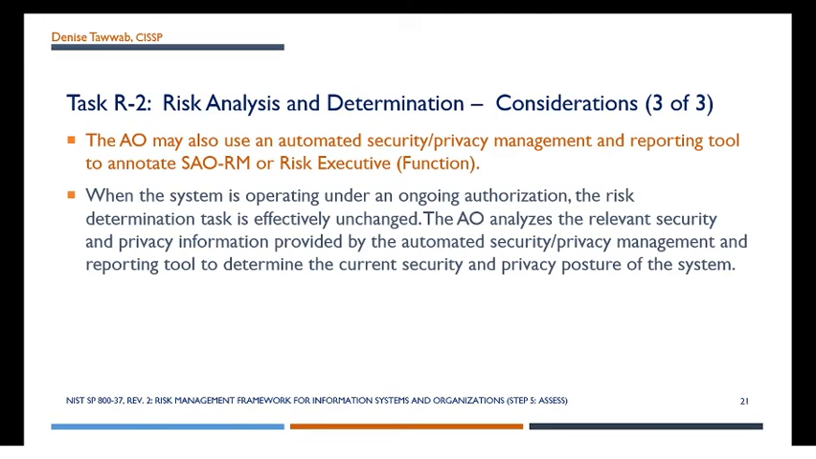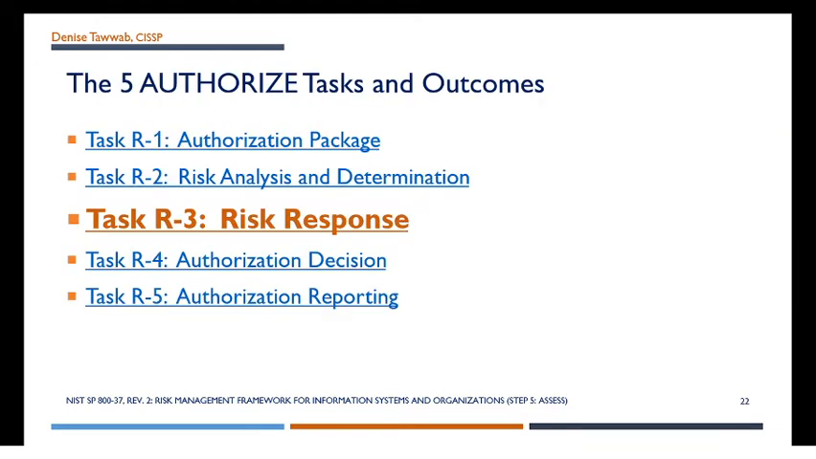The authorizing official may also use an automated security, privacy management, and reporting tool to annotate the senior agency official for risk management or the risk executive function. And when the system is operating under an ongoing authorization, the risk determination task is effectively unchanged. The authorizing official analyzes the relevant security and privacy information provided by the automated security, privacy management, and reporting tool to determine the current security and privacy posture of the system. And that is task R2, risk analysis and determination.